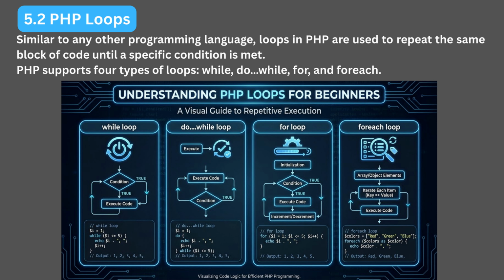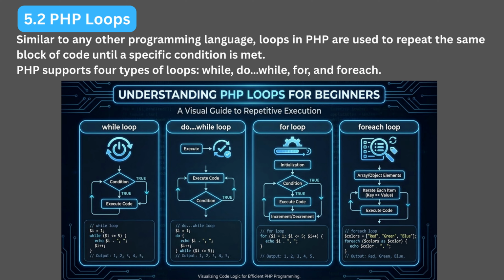The while loop runs as long as a specified condition remains true. Before each repetition, PHP checks the condition. If the condition is true, the loop executes the code inside it. This is useful when you don't know exactly how many times the loop should run, but you know the condition that controls it. The do-while loop is very similar, but with one key difference. In this loop, PHP executes the code first, and then it checks the condition. This means the block of code will run at least once, even if the condition is false the first time. It's helpful in situations where you want to execute something before validating the condition.